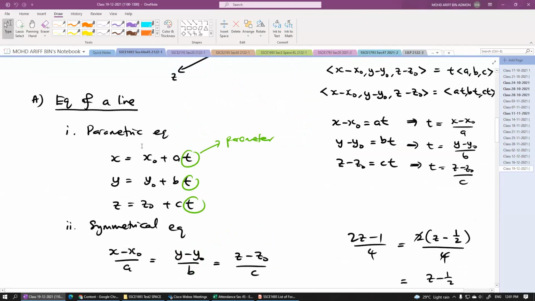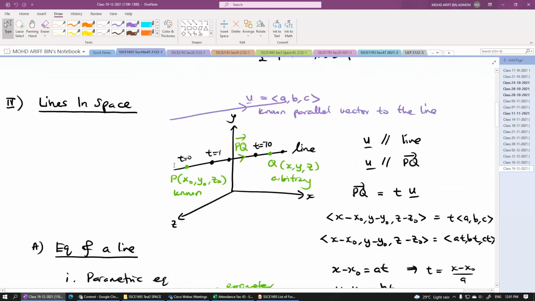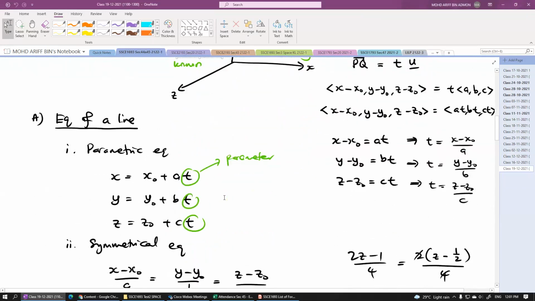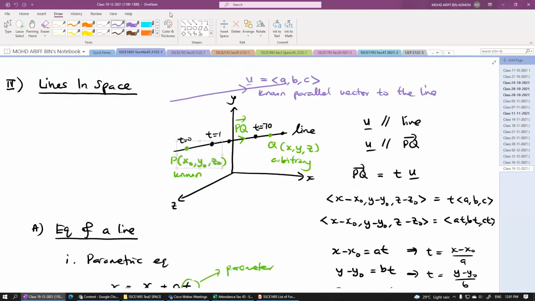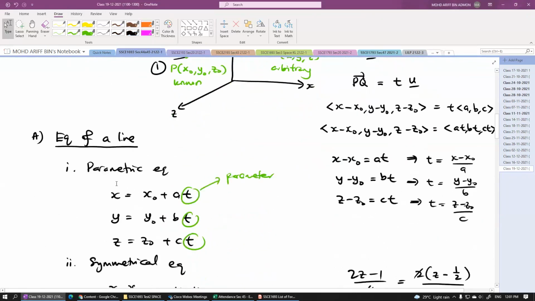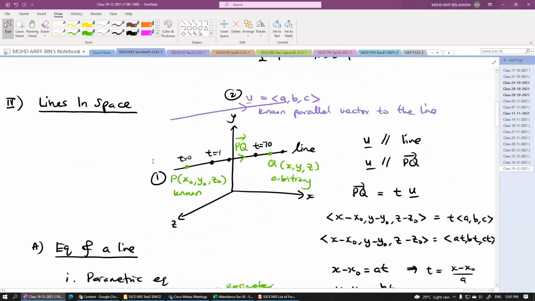Point on the line, represented by x naught, y naught, z naught. Remember, if you are having a parametric equation or symmetrical equation, you are having these two pieces of information: first, one point, and second, a parallel vector. You can extract them from the parametric equation, and to construct the parametric equation you also require these two pieces of information. If you do not have them, you cannot write your parametric equation.